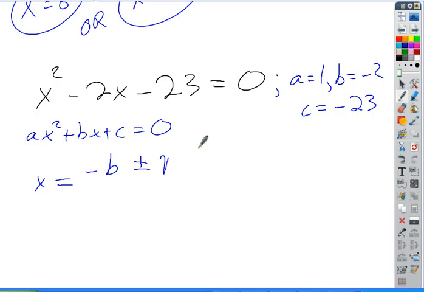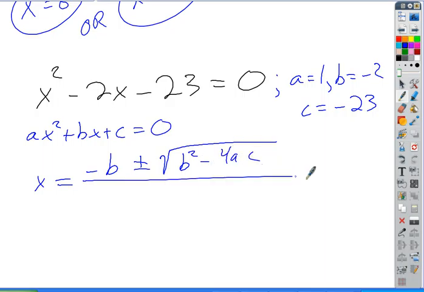Could you have taught us that in a way that's less traumatic? B squared minus 4ac divided by 2ac. There we go. Okay. Beautiful.